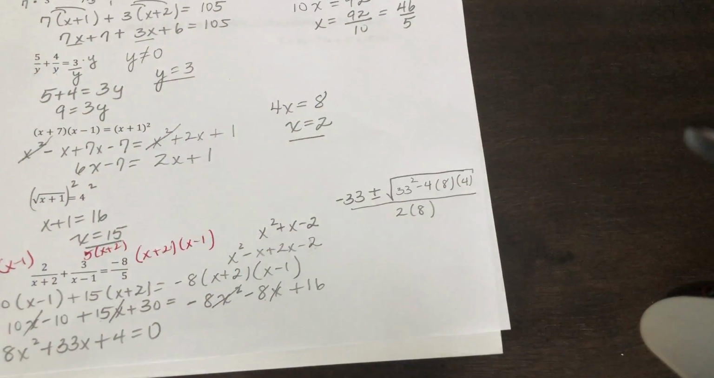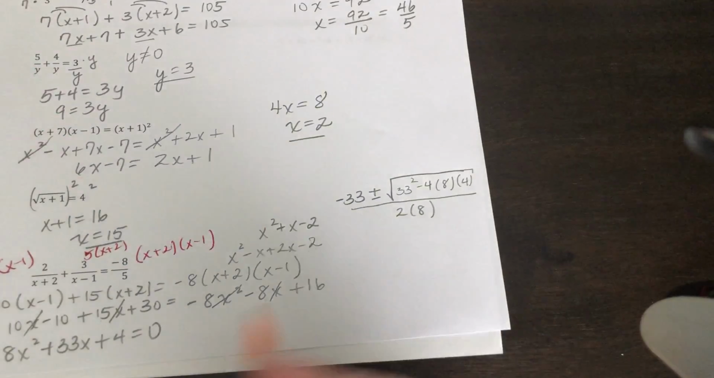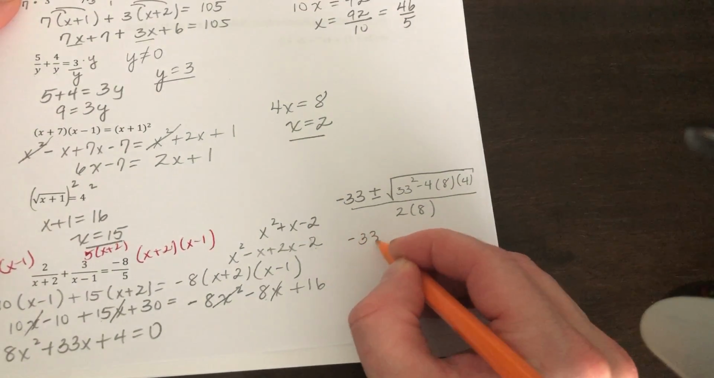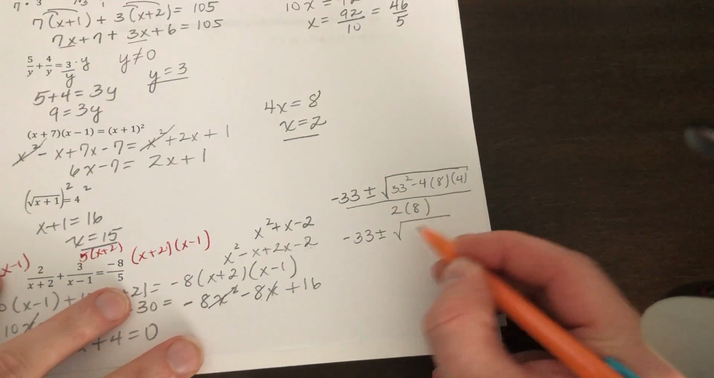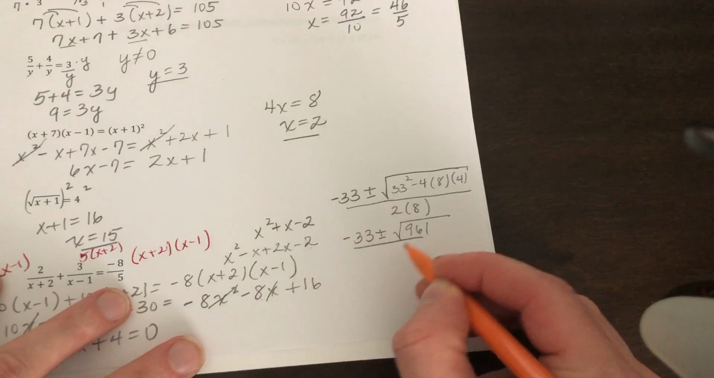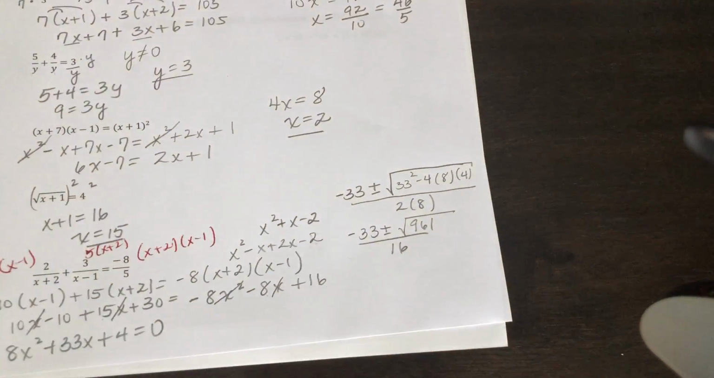Okay, so we're going to put this in the calculator because I don't know what 33 squared is off the top of my head. 33 squared is 1089. So 1089 minus 32 times 4, 961, all over 16. Okay, and just double check that. Square root of 961 is 31.